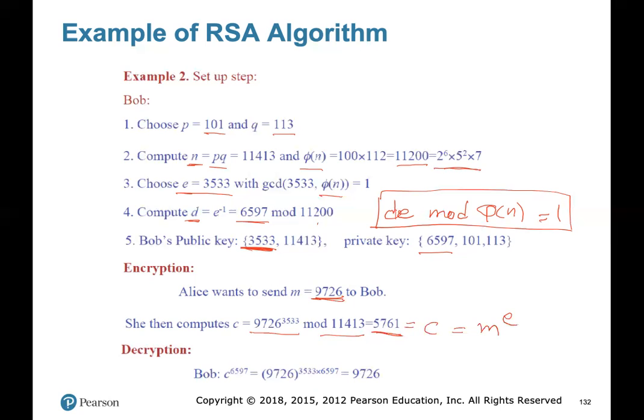Yeah, and then Bob receives this number, which is the ciphertext, and uses its private key, which is 6597, and calculates this and takes the power of the ciphertext to that number.